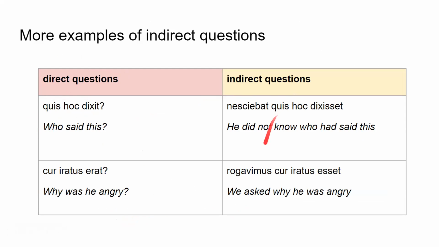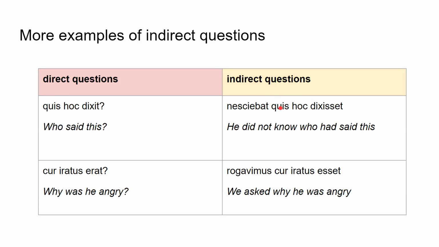Who said this? Now, nesciebat means he did not know. It's an imperfect indicative. He did not know who had said this. Saying he did not know is sort of a polite way of implying that he would like to know. So he did not know who said this.